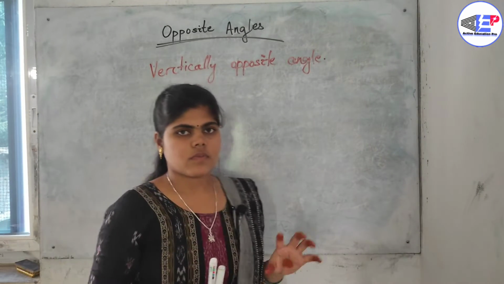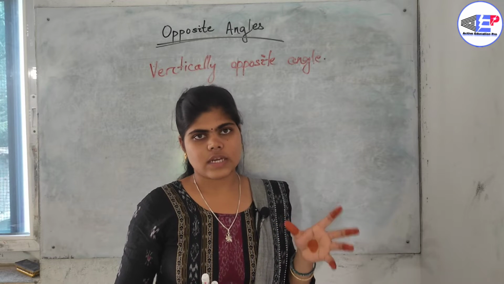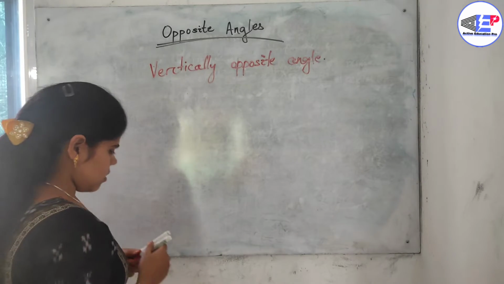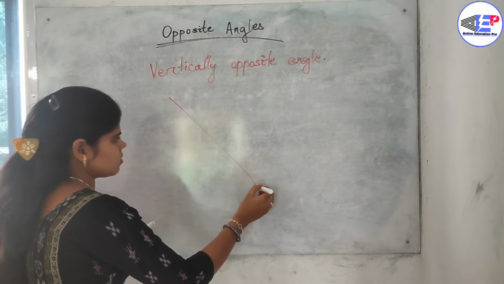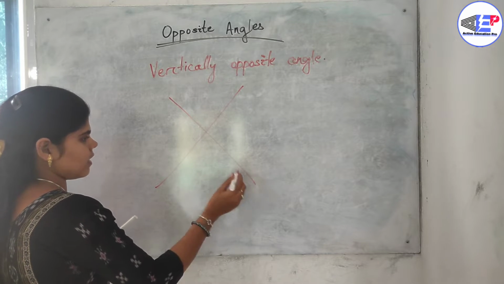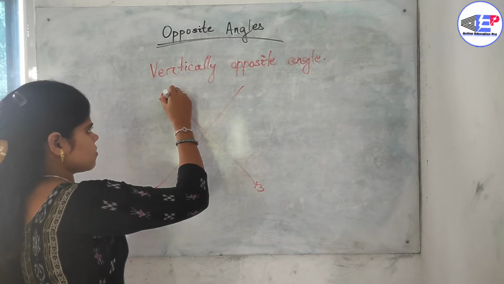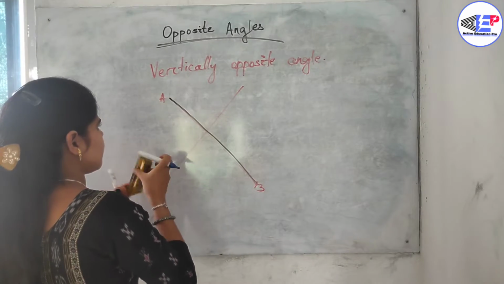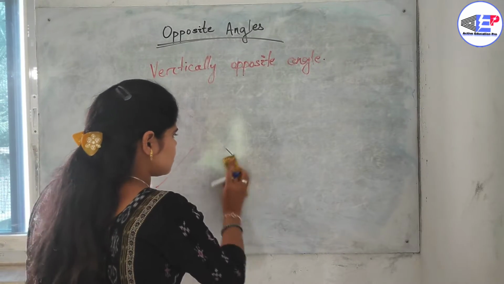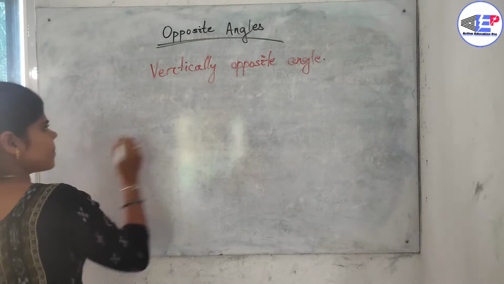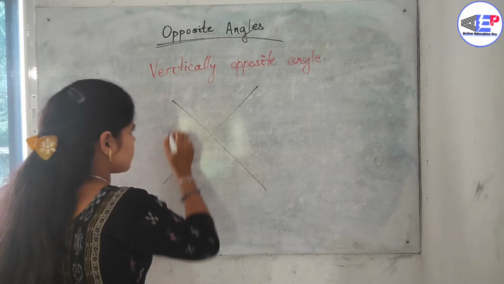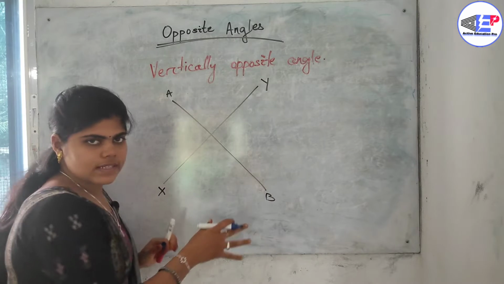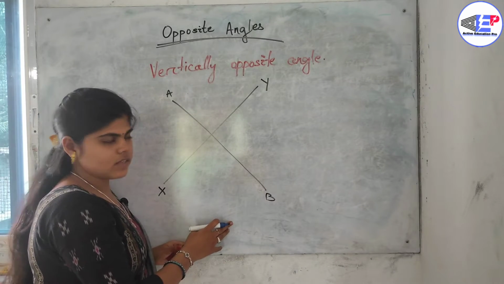Look here, I know an angle is made by two sides, two arms. A minimum of two arms or two sides is required to make an angle. If there are two lines or line segments, suppose this is line AB, and this is XY. There are two line segments, one is AB and another one is XY.